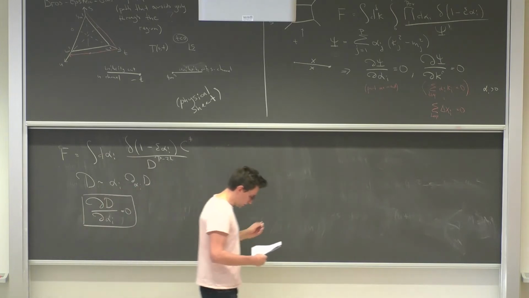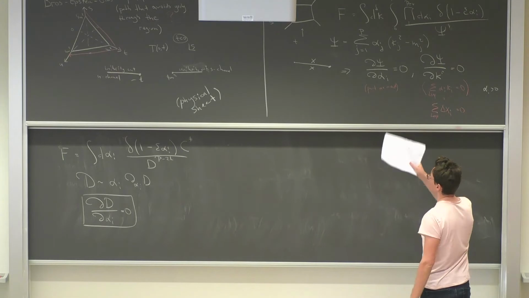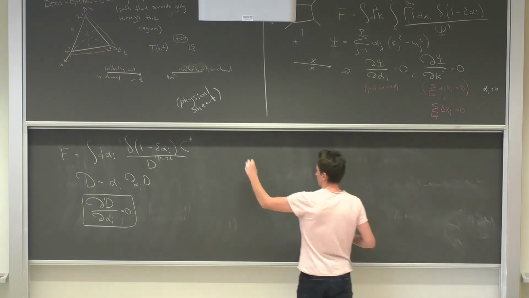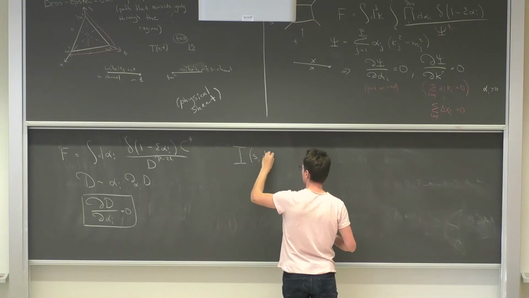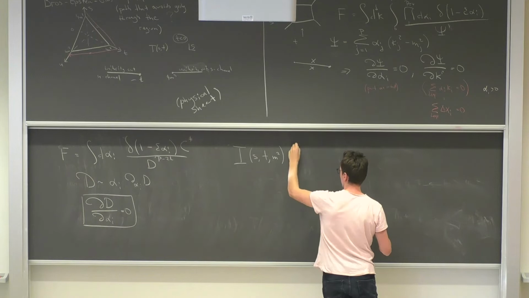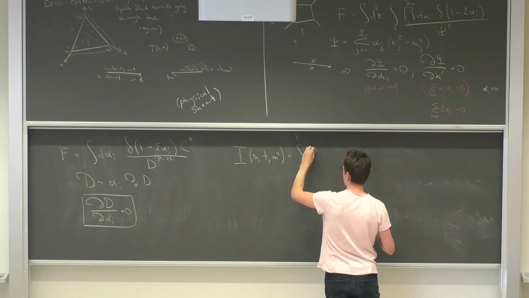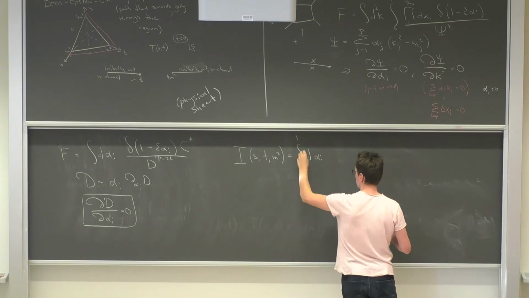So let me do the example, which is a box diagram, finally. It is given by, we have 4 propagators. So it goes from 1 to 4.